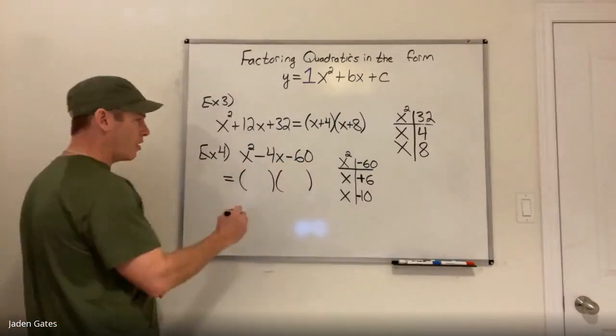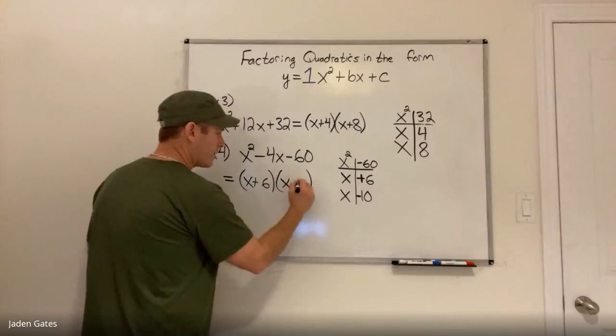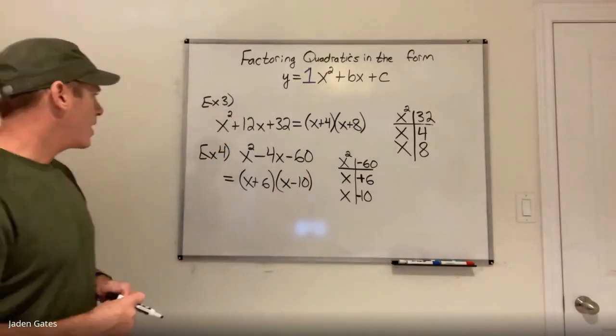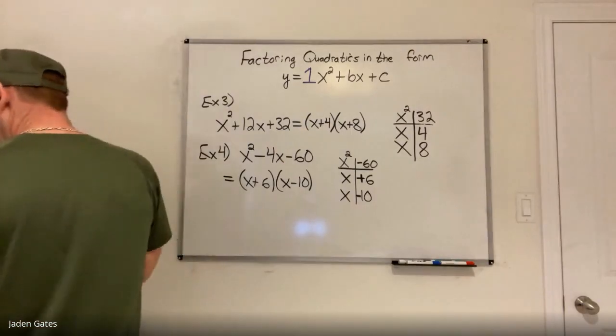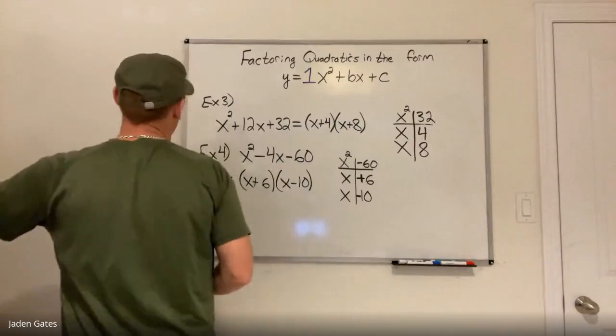So I write in my terms. I have an x plus 6 and an x minus 10. And there it is, factored. All right, let me erase that. Let's do a couple more. Then we're going to do something a little bit different.